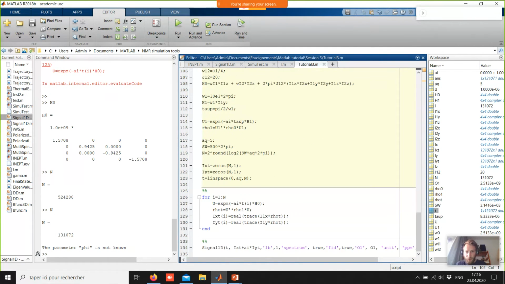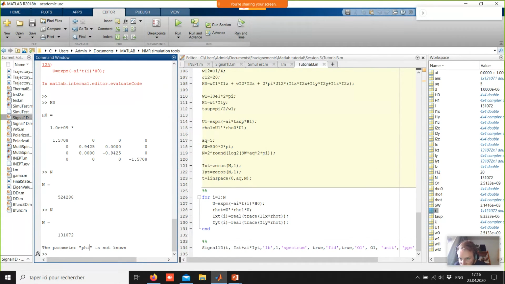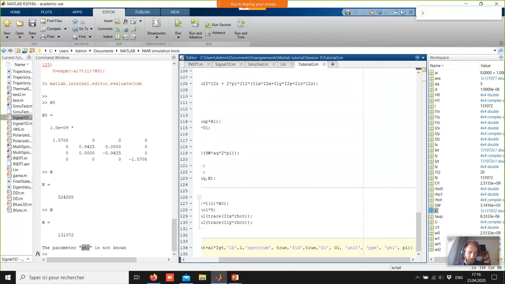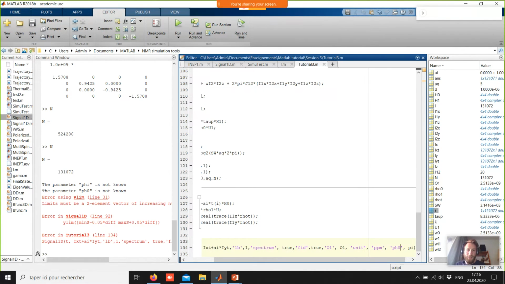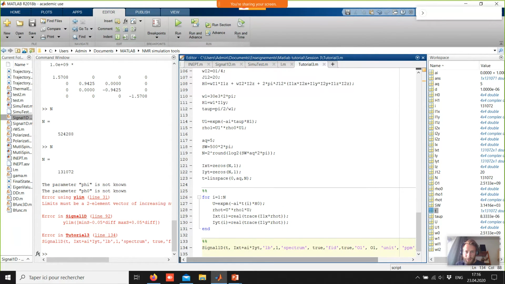So let's run the code again. Oh, I had not seen here. The parameter phi is not known. So the reason why you had the wrongly phased signal earlier was just that the name of the parameter was this one. If I run it again, now obviously I've erased, I've run the code until here, so I'm making the Fourier transform of zeros. So let's run it in full again. It will take a little bit of time, as you've seen earlier.